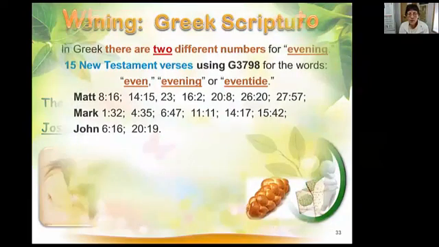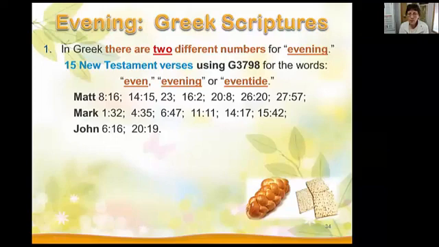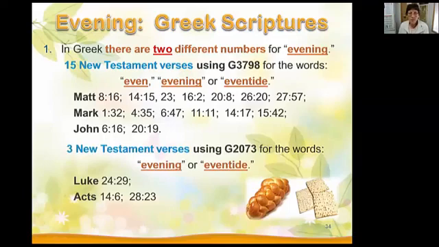What I found when we looked into the Greek scriptures for the word evening was a little bit of a shock, because there are 2 different Greek numbers for the word evening. There are 15 New Testament verses, and I have them listed here, for the word 3798. And all of these verses are using the words either even, evening, or eventide. There are 3 New Testament verses that use another word for evening. It's 2073. But these verses in Luke and Acts are using the words evening and eventide. They do not use the word even.